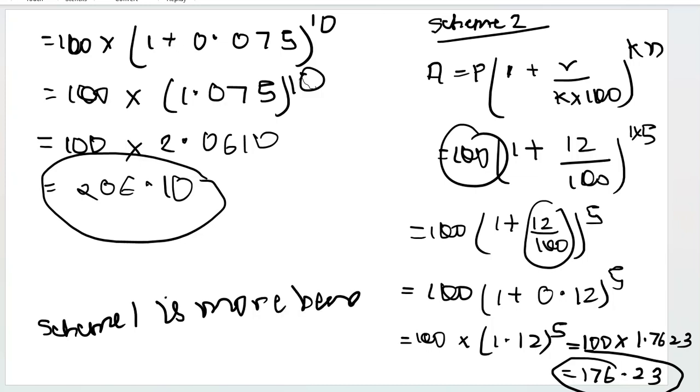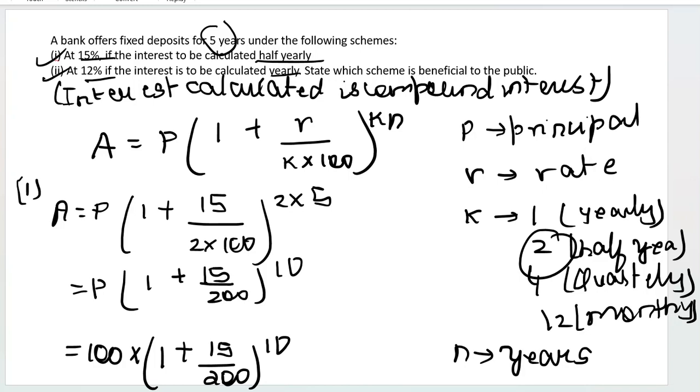Now, any problem where we compare schemes has to be solved in this manner. In the scheme comparison problem, in most cases, we will never be given the principal. So therefore, we take the principal as 100. Also, sometimes in such problems simple interest could also be asked. That means one of the schemes could be a simple interest scheme, whereas the other scheme could be of compound interest. So that time we have to use the simple interest formula to calculate the amount in this scheme. Whereas in this case, we need to use the compound interest formula to calculate the amount in this case. So this solves the problem.